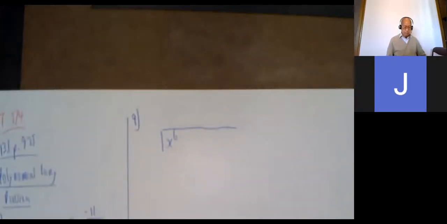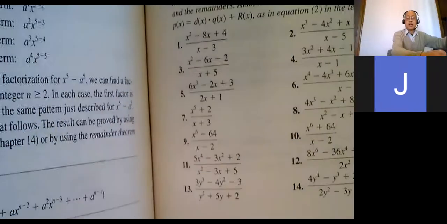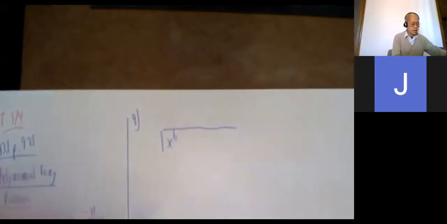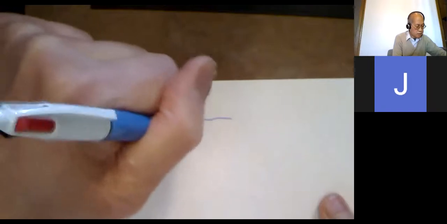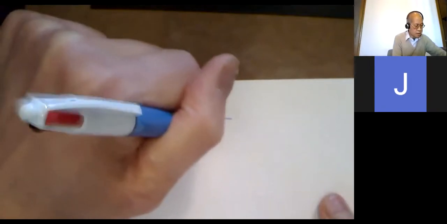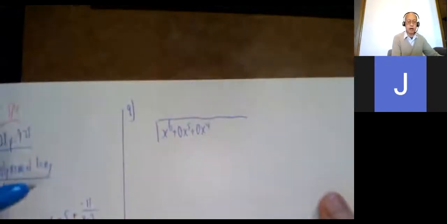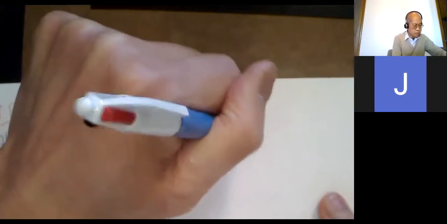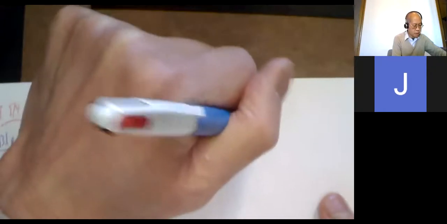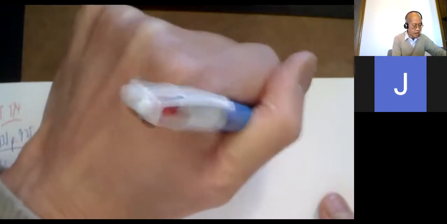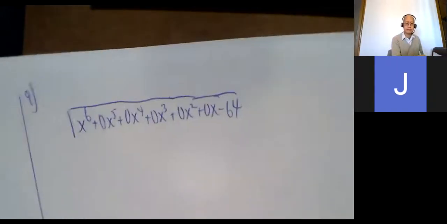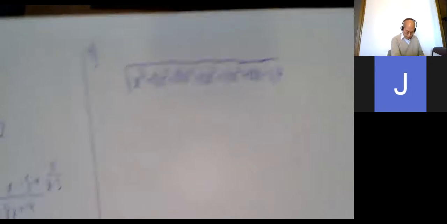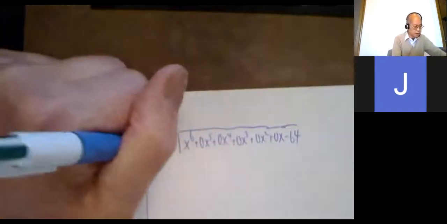x to the 6 minus 64. Question 9. x to the 6th, plus 0x to the 5th, plus 0x to the 4th. They all got to be there. So 0x cubed plus 0x squared plus 0x, and finally minus 64. It has to be done that way. And you're dividing by x minus 2.